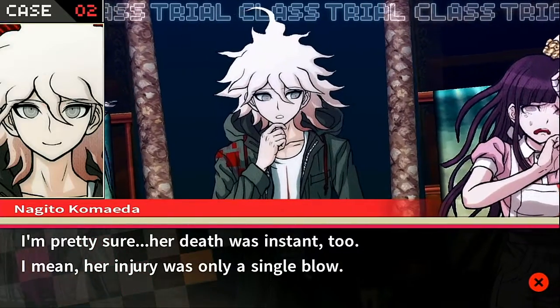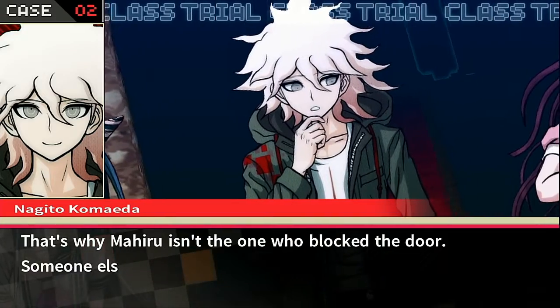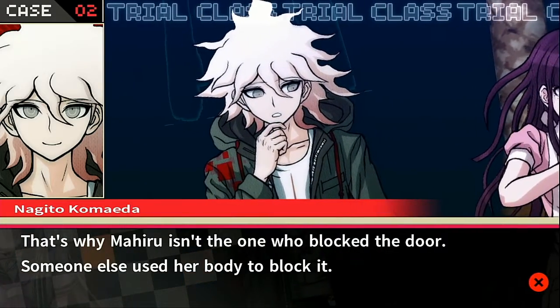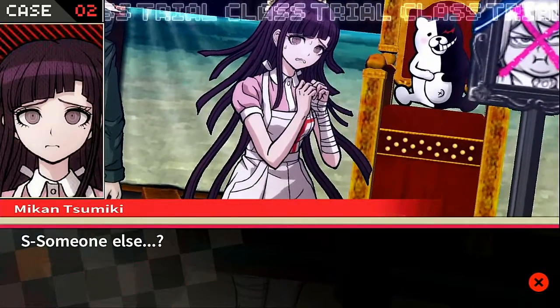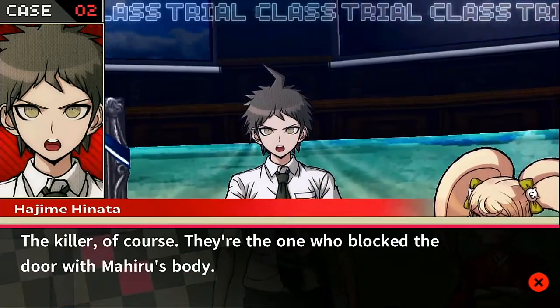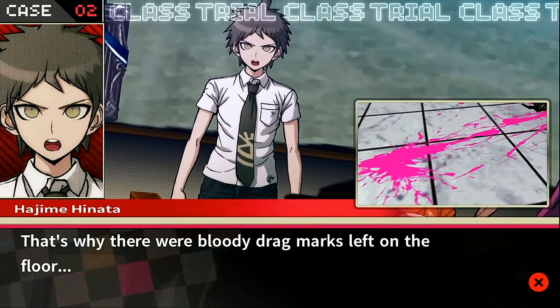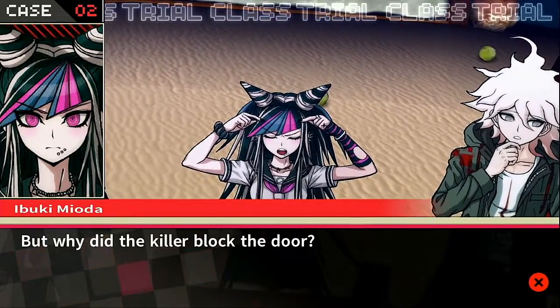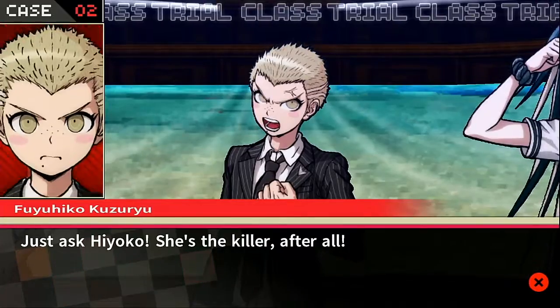I mean, her injury was only a single blow. That's why Mahiru isn't the one who blocked the door. Someone else used her body to block it. Someone else? The killer, of course. They're the one who blocked the door with Mahiru's body. That's why there were bloody drag marks left on the floor. But why did the killer block the door? Just ask Hiyoko. She's the killer after all.